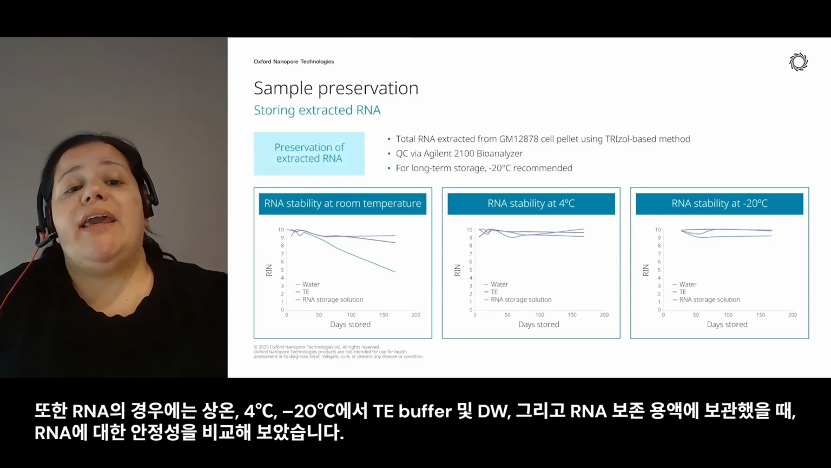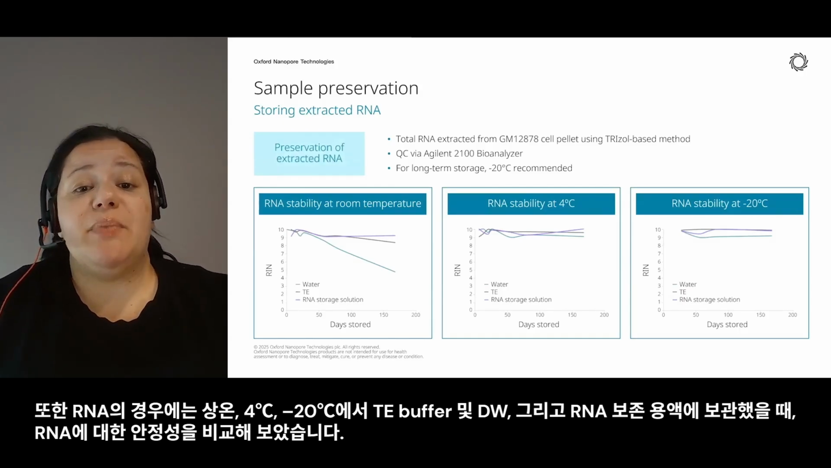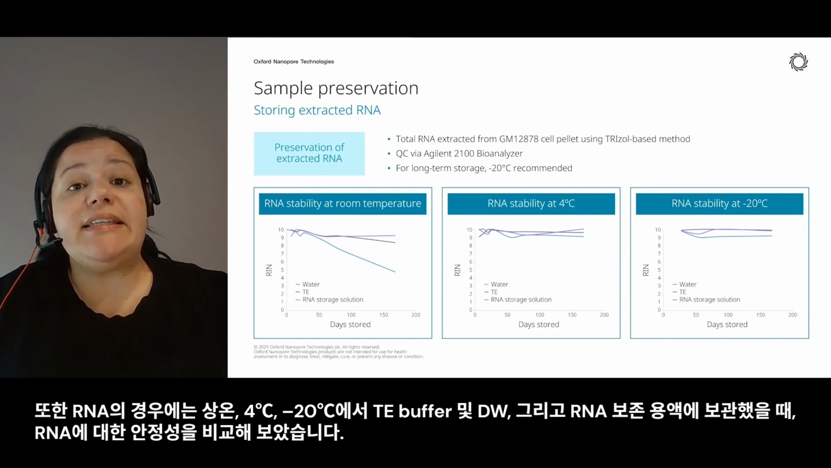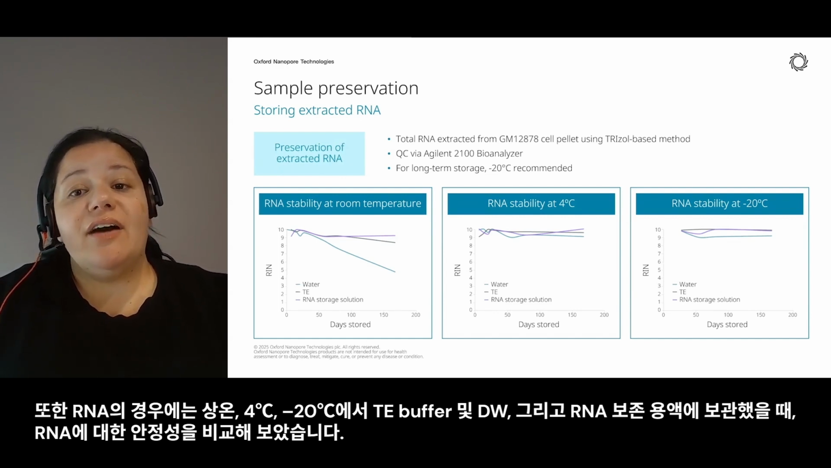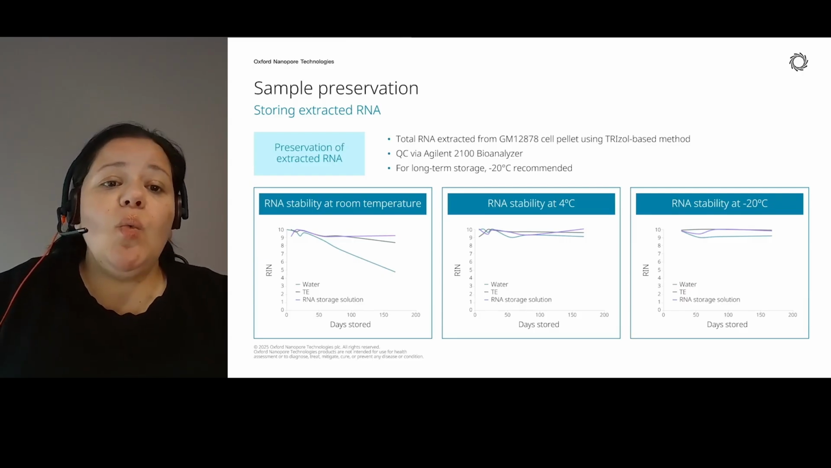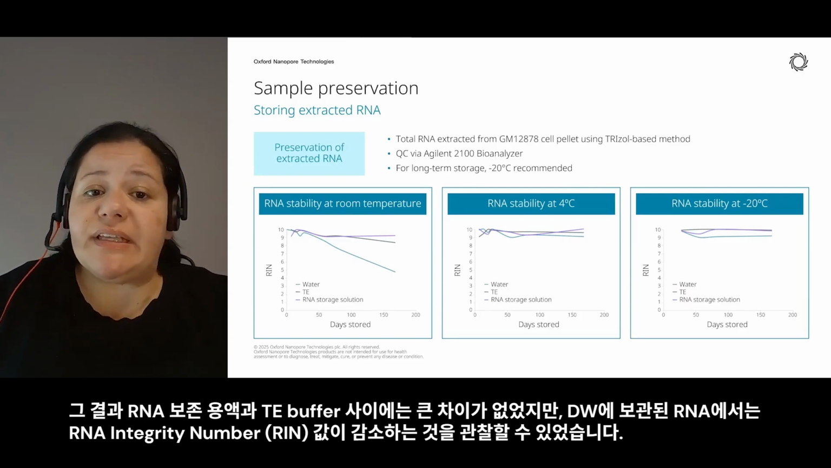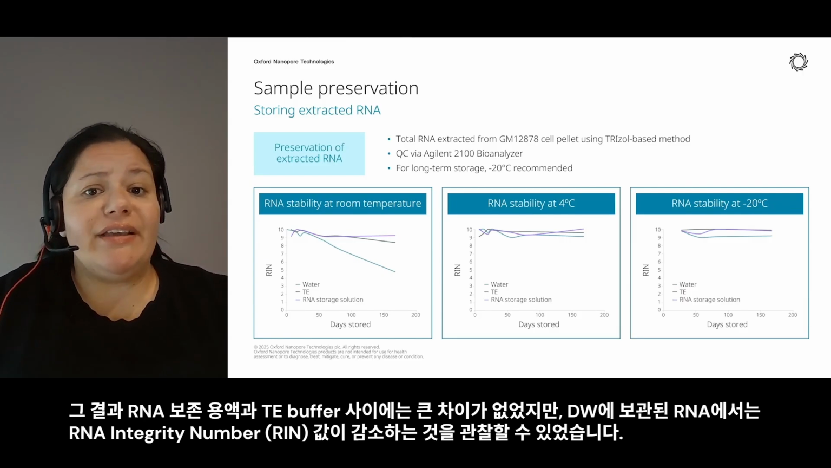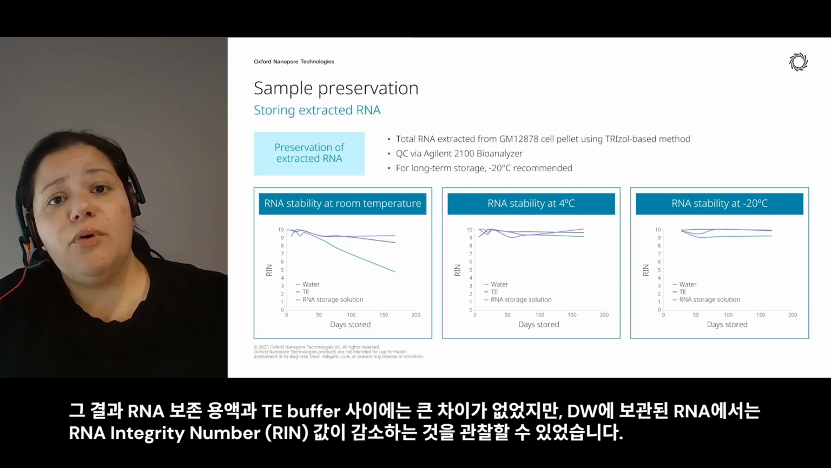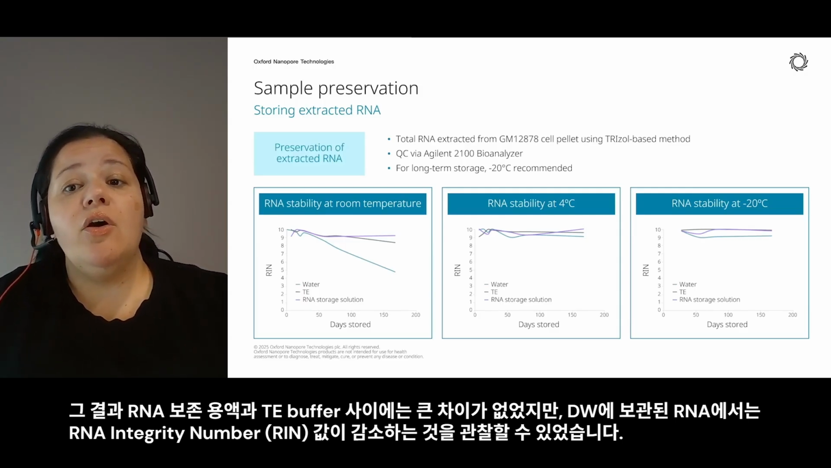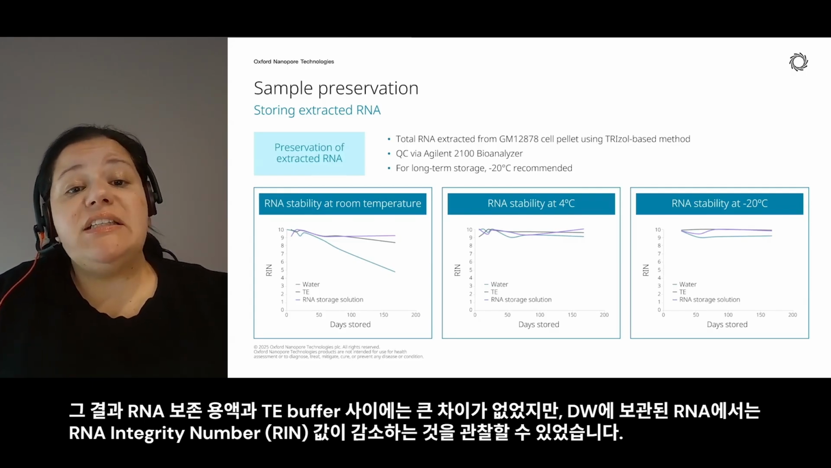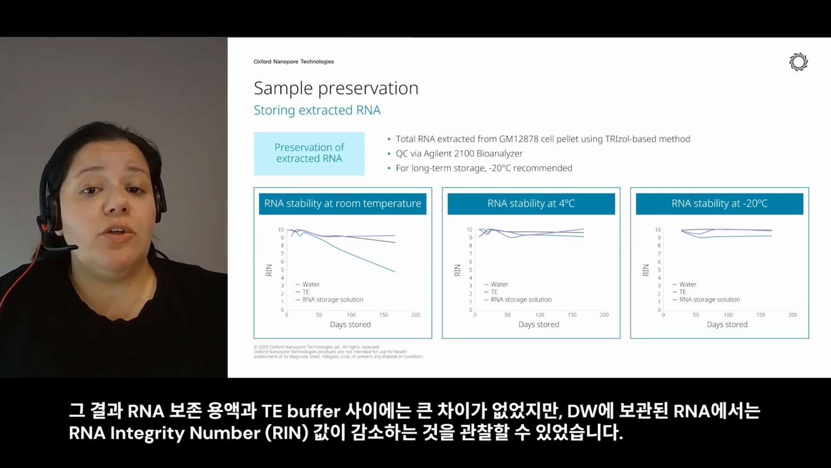And then for RNA, we've also assessed its stability at room temperature, 4 degrees and -20 in TE, water, and RNA storage solution. What we've seen is that there isn't a big difference between TE and RNA storage solution, but there is a drop in RNA integrity number, or RIN, which we'll talk about in a little bit. And we've seen this drop for the samples stored in water.